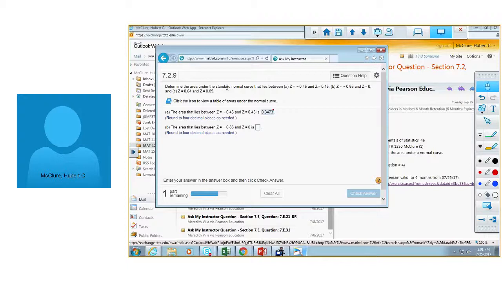Determine the area under the normal curve that lies between negative 0.45 and positive 0.45, negative 0.85 and 0, and 0.04 and 0.85. Now, this is a good homework question, but I wouldn't do this as a test question because there's too many parts. Okay? But we'll go ahead and do it because all you got to do is draw what?